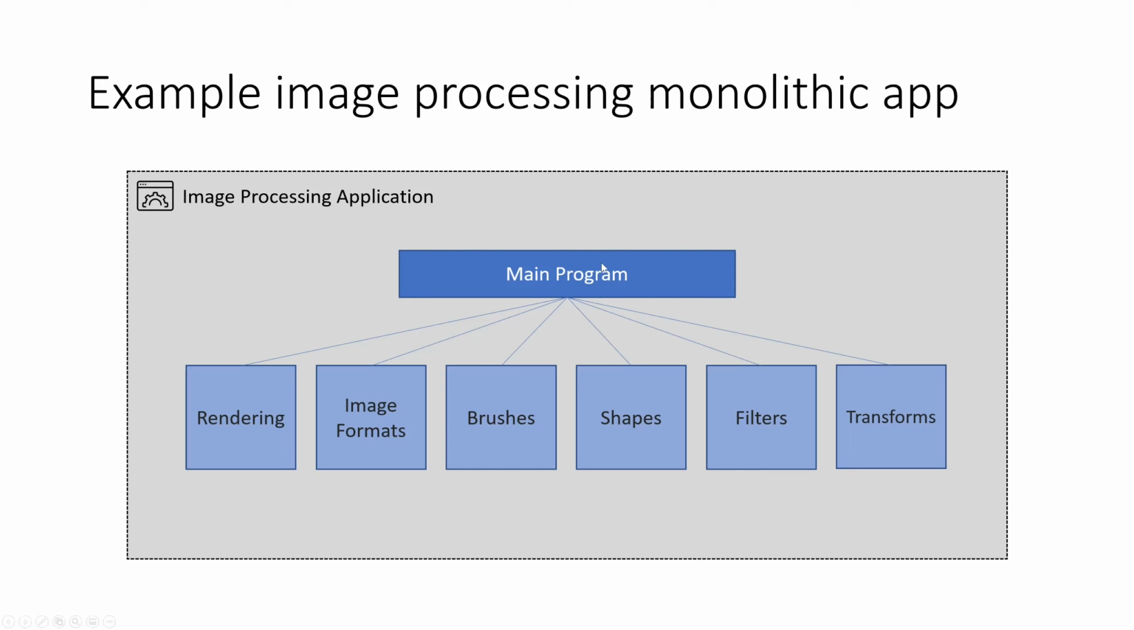Here, the main program can call the different modules to use their functionalities, but one module can also call another module if it needs to. For example, the image format module might be used by the rendering module when reading an image from disk. This direct use of another module's functionality improves performance. And these modules can also share memory. For example, we can load the image once, and then the same image might be shared across all the different modules while it's being operated on.